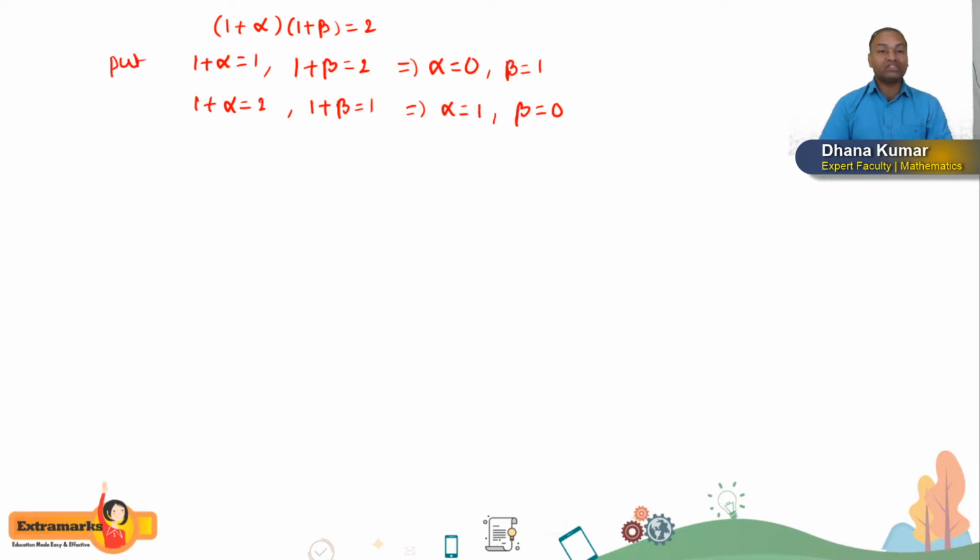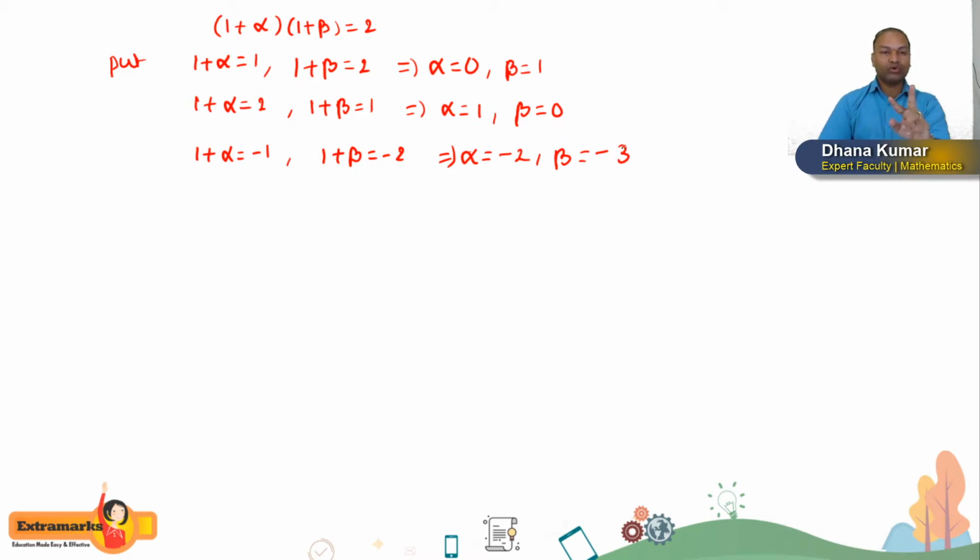Is there any other possibility? Just think about that one. Is there any other possibility? Yes, it is there. What about the possibility? Now you see. Suppose you take 1 plus alpha is equal to minus 1, and 1 plus beta is equal to minus 2. Then does the equation satisfy or not? Minus 1 into minus 2 is plus 2, satisfies. Correct. So what will alpha be here? Alpha is equal to plus 1, shift this side, minus 1, minus 1, minus 2. Here what will beta be? Minus plus 1, it becomes minus 1, minus 3.